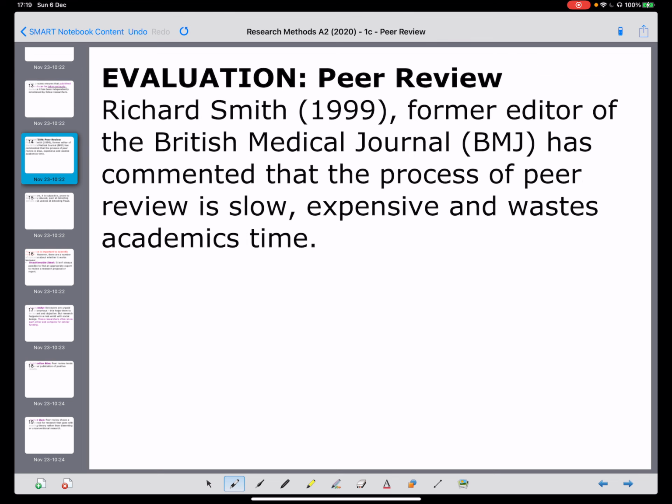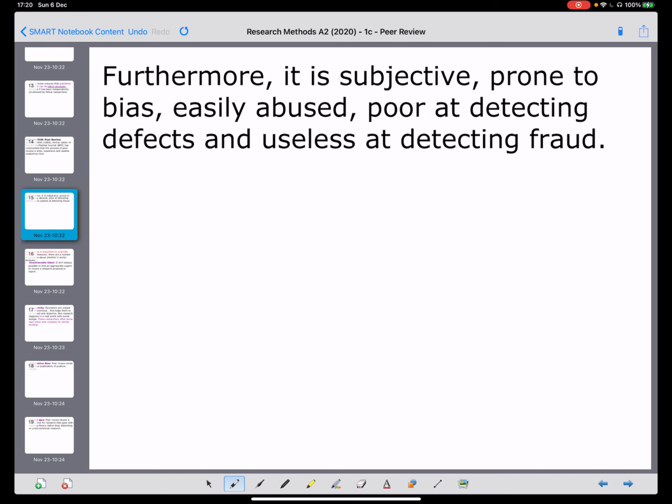So let's start looking at some of the negativity surrounding peer review. And I always find this one particularly interesting. This is a person who used to be an editor of the British Medical Journal, so quite a prestigious journal, and he really doesn't seem to like peer review. It says here it's slow, expensive, and wastes academic time. Now, of course, I'm not sure what he's proposing otherwise, but certainly those are three damning things to say. But he goes on to even say that it's subjective, prone to bias, and easily abused. Oh man, this is not the best thing to say about peer review. He doesn't even stop there.